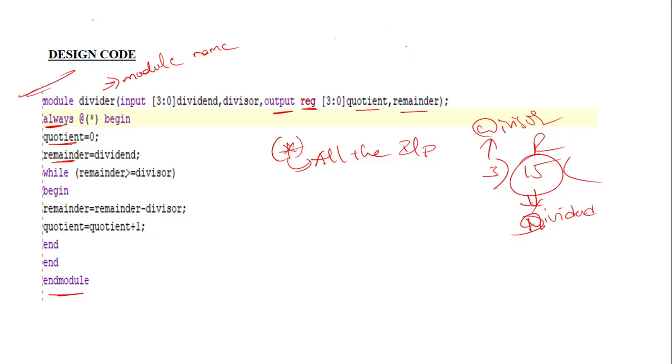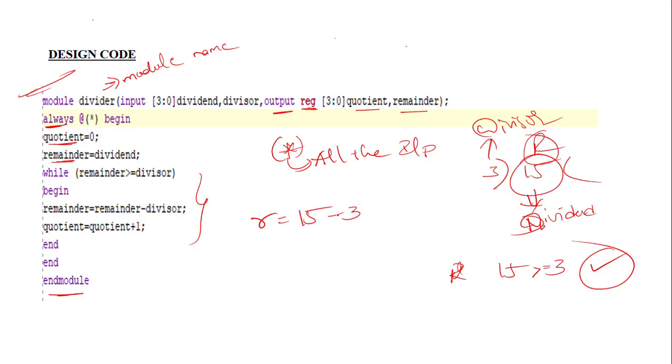So while remainder is greater than or equal to divisor: our remainder 15 is greater than 3, okay, it is correct. Then only you can go into this loop. If it is false, don't go into this loop. If it is greater than or equal to 3, then you go inside the loop. So begin: remainder equals remainder minus divisor. What is our remainder now? 15 minus our divisor 3. So our new remainder is 12.